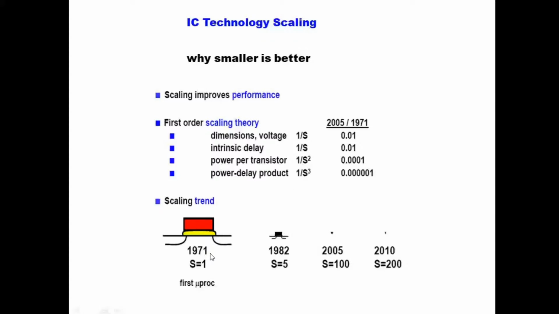If we take 1971 as the reference, say S is equal to 1, in 1982 we could make smaller transistors and scale it by a factor of 5. In 2005 we could scale it down further and the scaling factor was 100. In 2010 we could scale it further and the scaling factor became 2000, and this process continued.